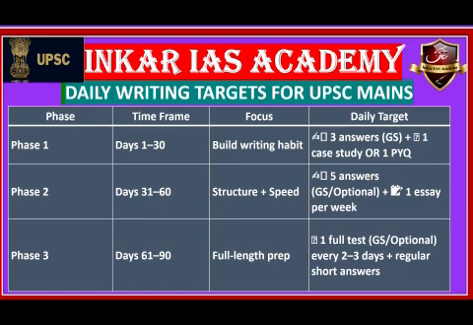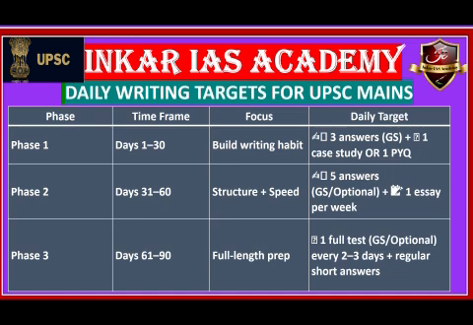In phase 2, for the 31 to 60th day, you have to structure and increase your speed. That is very much crucial. And also you have to make it 5 answers, not 3. In the first phase, you wrote 3 answers. So in the second phase, you have to increase your speed and structure, and also add on all the add-ons which I said in the earlier video. You can write 5 answers from GS and also the optional, and one essay per week.